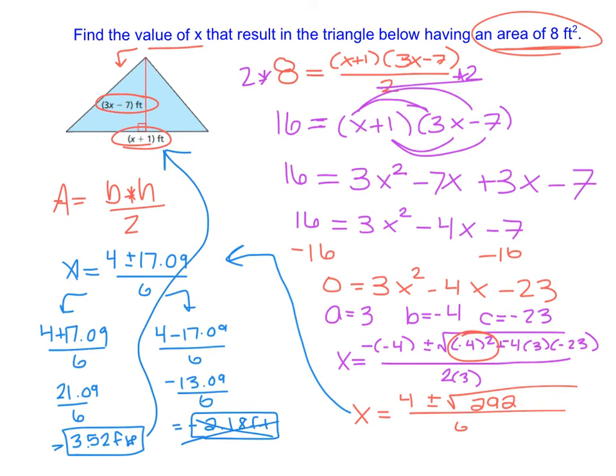So if you take that x value of 3.52 and you substitute it in for your base and your height, you will end up with an area of 8 feet squared.